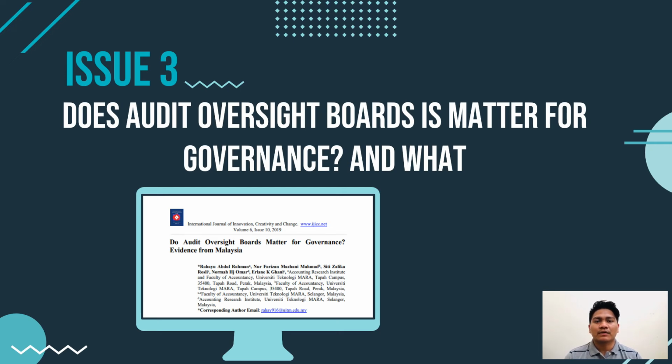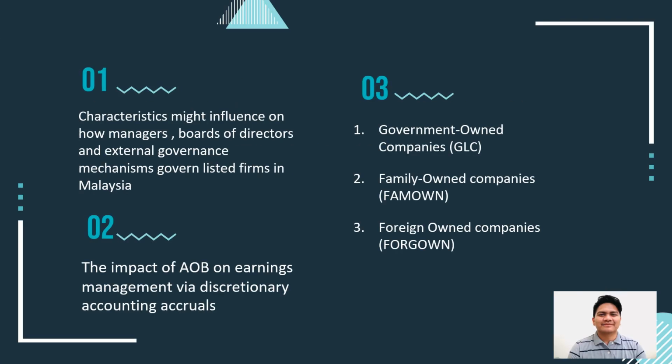Characteristics also influence how managers, board of directors and external governance mechanisms govern listed firms in Malaysia. The establishment of AOB in Malaysia is seen to be an effective monitoring mechanism and promotes confidence in the quality and reliability of audited financial statements. Thus, this study predicts that there is a negative relation between AOB and one type of managerial misconduct, real earnings management activity.